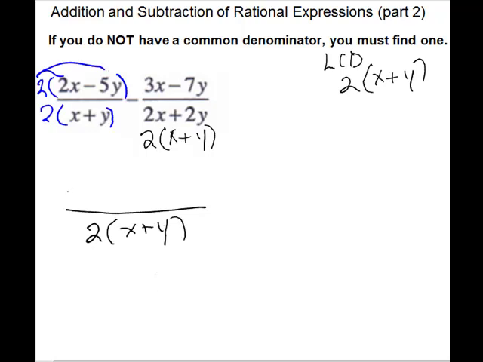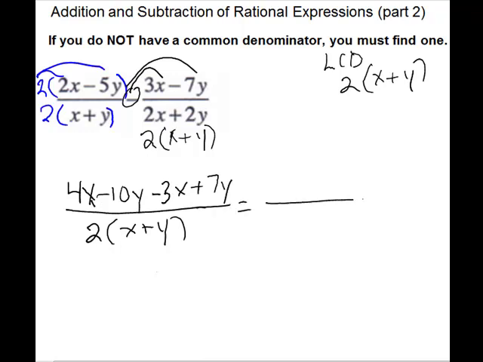We'll multiply out that numerator, so 4x minus 10y. On the second fraction, this minus is going to affect both of those numerators. So minus 3x plus 7y. And we can combine our like terms here. 4x minus 3x is 1x. And our y terms minus 3y. That is not going to factor. So there is nothing that will reduce on this problem.